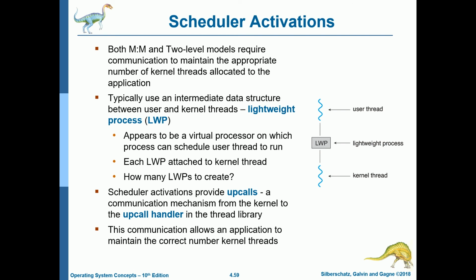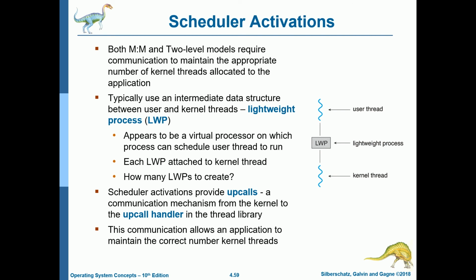Furthermore, the kernel must inform an application about certain events. This procedure is known as an upcall. Upcalls are handled by the thread library with an upcall handler, and the upcall handlers must run on a virtual processor. One event that can trigger an upcall is when an application thread is about to block. In this scenario, the kernel makes an upcall to the application informing it that a thread is about to block and identifying the specific thread.